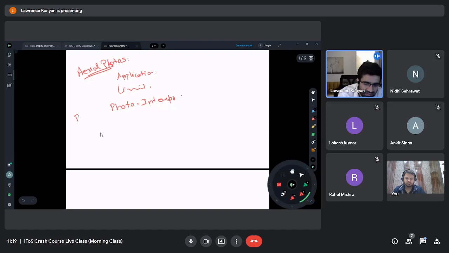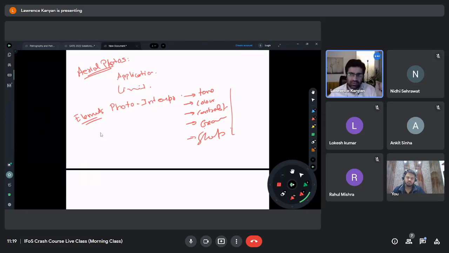In this part, what they ask is all these very simple things which you observe in a photo, such as tone, color, contrast, geometry, shape. Just revise these parts. Even if you remember the headings, you have enough knowledge that if you write anything inside them, you will get marks. You know what to write in shape. So just revise these elements of photo interpretation, that is important.